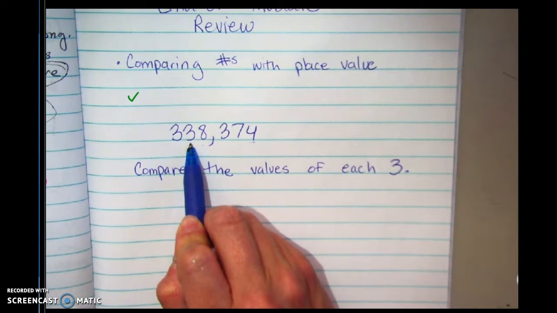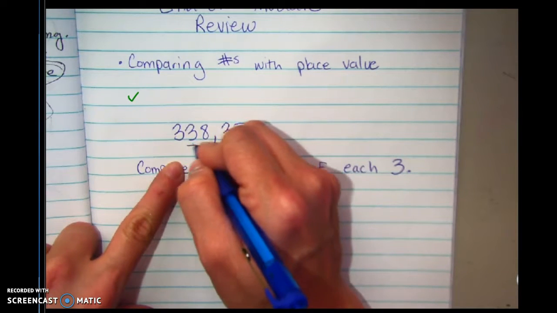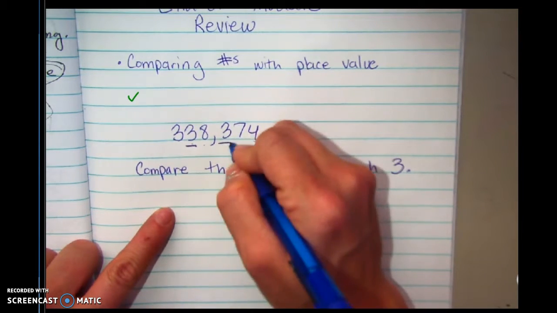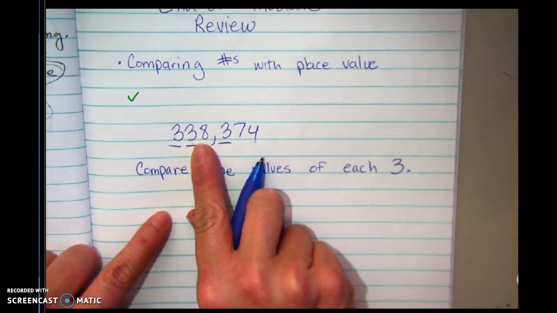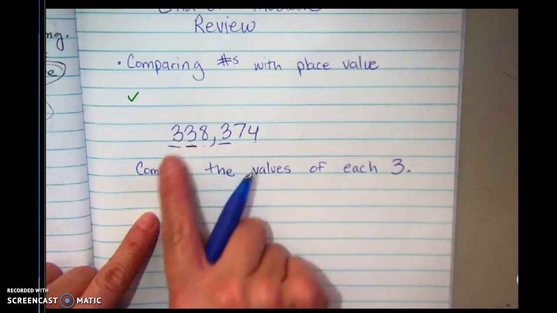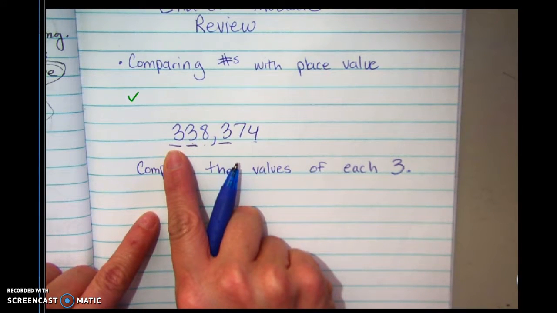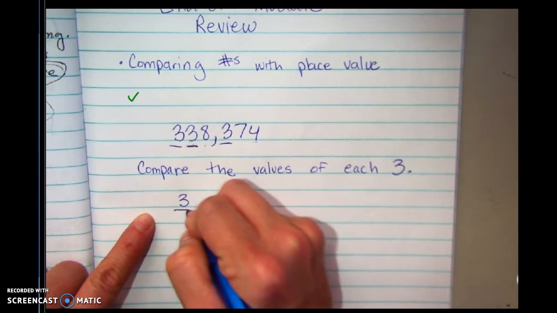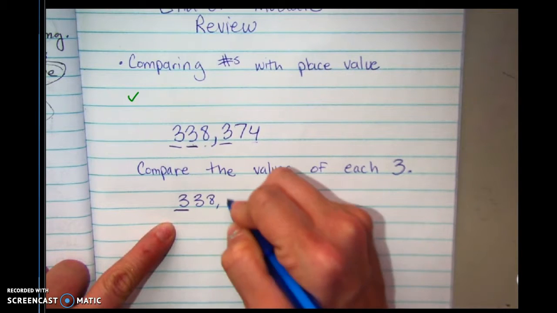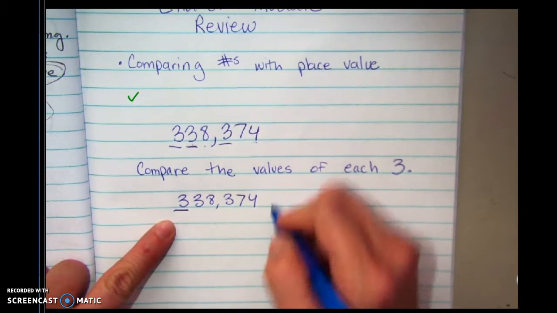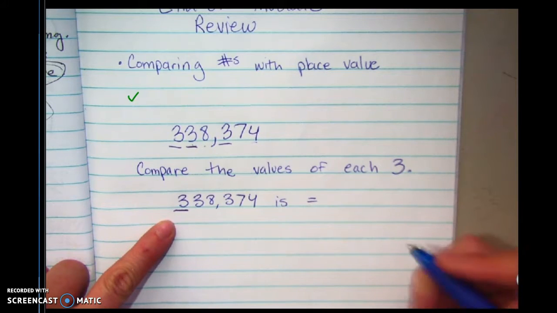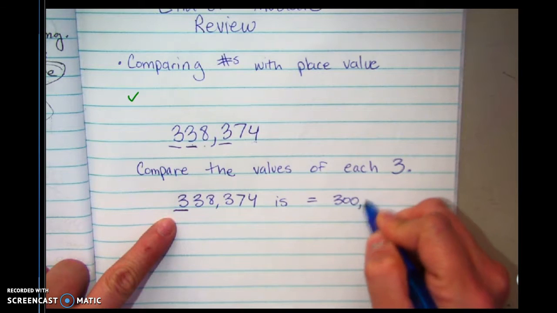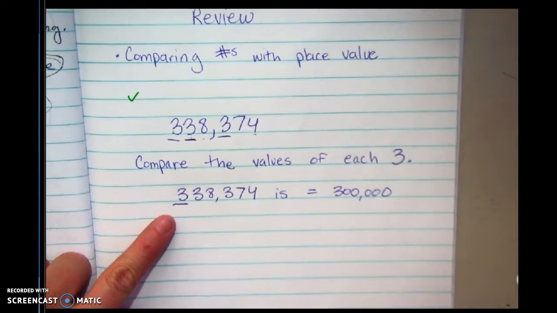What is the value of this 3? 3,000. Ooh, some arguments, right? Remember, they always try to trick us up with that 10,000 place, right? So is this 3,000 or 30,000? 30,000. And then what is this 3 valued at? 300,000. Good. So the 3 here is equal to what? 300,000. Do you agree?